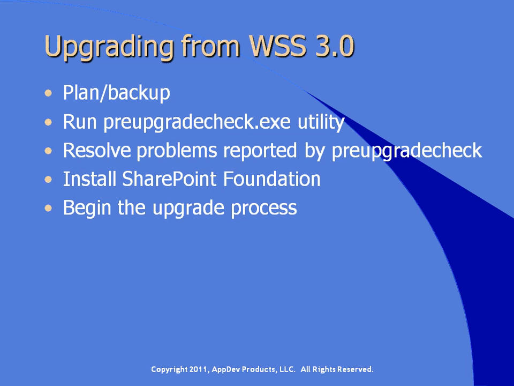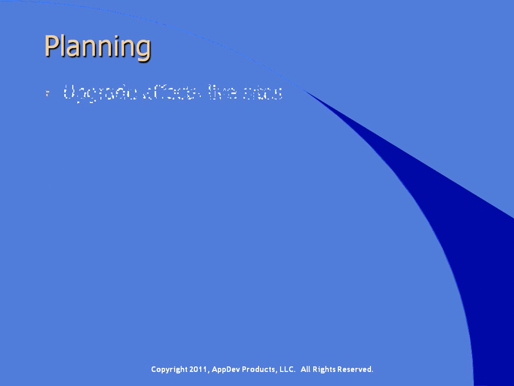The two options that you can choose from are the in-place upgrade or the database migration. In-place upgrade will upgrade the entire farm at one time. If you choose database migration, that option requires a separate farm to be built and ready to go. And then you would migrate the databases over and run a command that will upgrade the databases and prepare them for 2010.